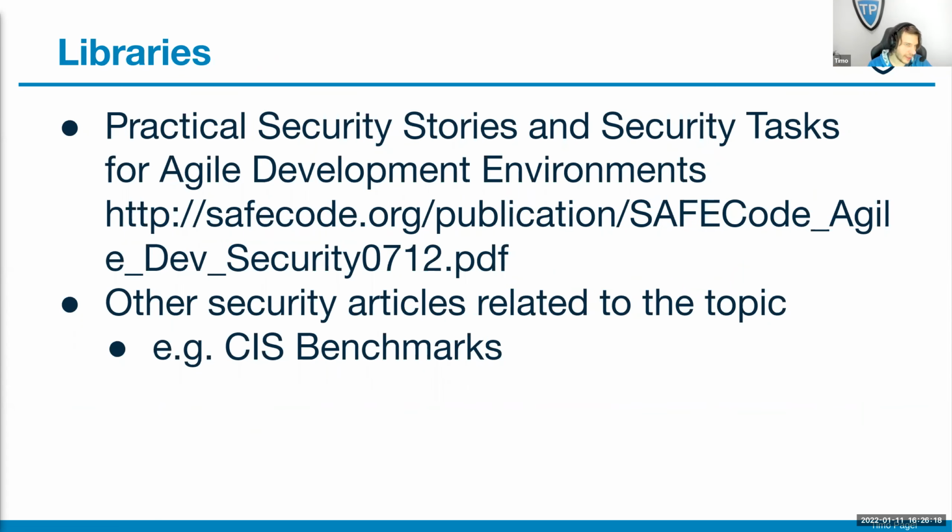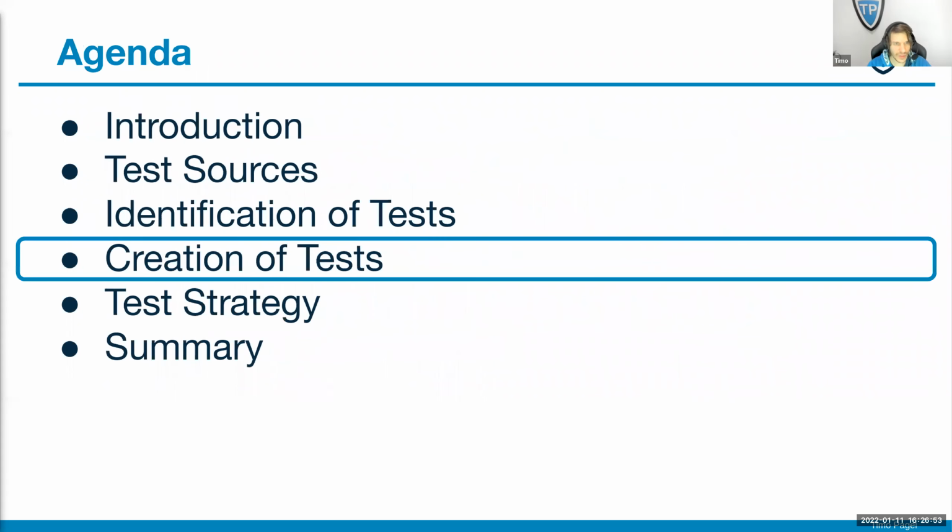Also, you might need threat libraries to actually be able to identify different threats. So one option is the practical security stories and security tasks for agile development environments from SAFECode. Or depending on the scope you have, you might also have other security articles. When you're more in the infrastructure area, for example Kubernetes, you might consider CIS benchmarks or other sources, so that you are able to identify threats, because maybe you don't have everything in your head. Now we come to the creation of tests.